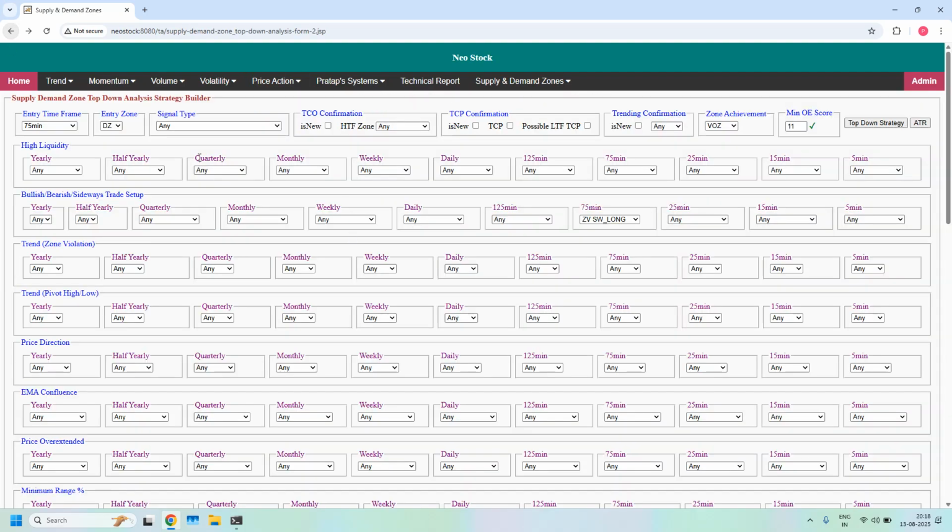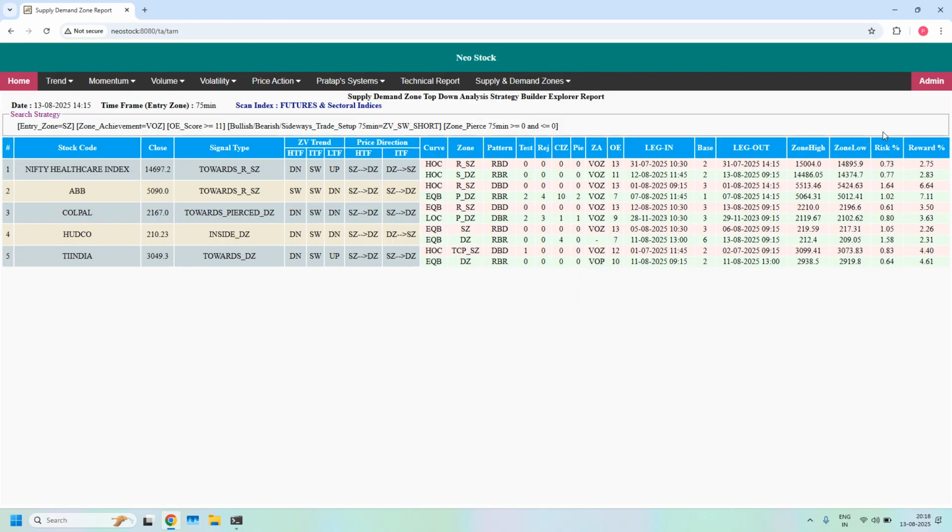Next, sideways short trade setup, 75 minutes supply zone and sideways short. We got 5 stocks. Entry time frame zones are 75 minutes supply zones, because these are the sideways short trade setup for weekly income trade.